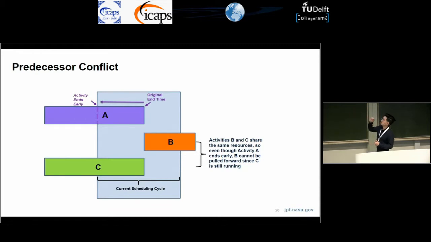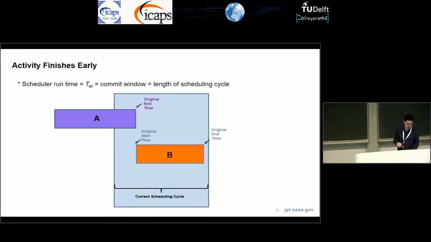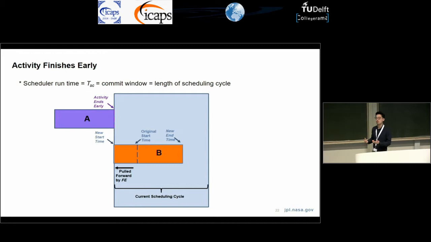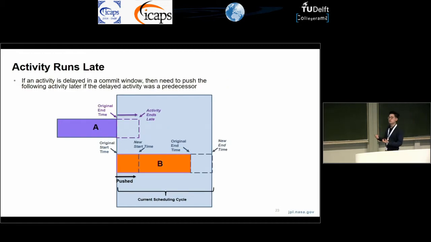So here's an example of a predecessor conflict. Basically, if you have activity A and C both sharing resources with activity B, activity A will end early, but you won't be able to move activity B forward. And here is another example where activity A will end early, and we're able to pull activity B forward with flexible execution, which would not be possible without it. And this is another bonus that we can do with flexible execution. If an activity runs late, even though I said we're not going to focus on this, you're actually able to push activities back with flexible execution as well. And normally with the scheduler, you might just have to reschedule that activity instead.